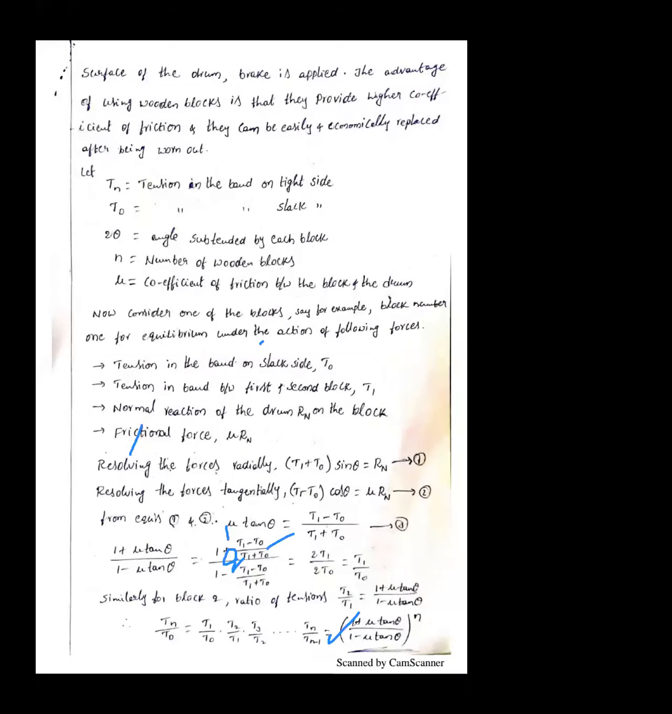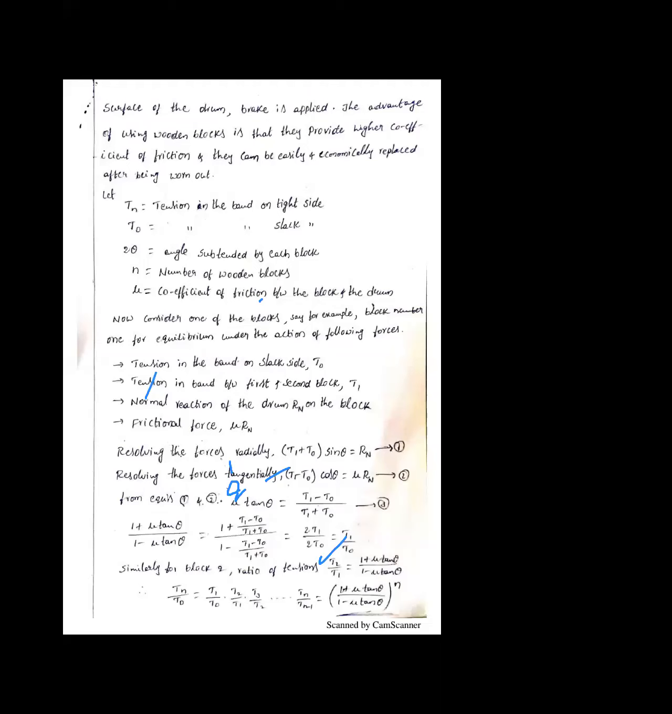So when we find our mu tan theta value, that is T1 minus T naught by T1 plus T naught. Then simply they write another value, they may also calculate the value: 1 plus mu tan theta by 1 minus mu tan theta.